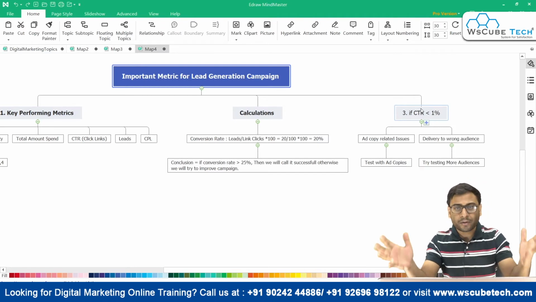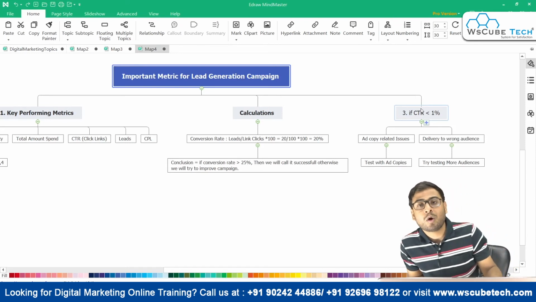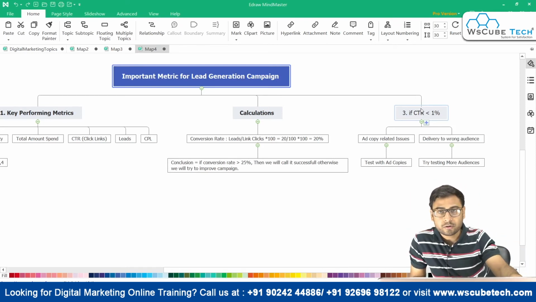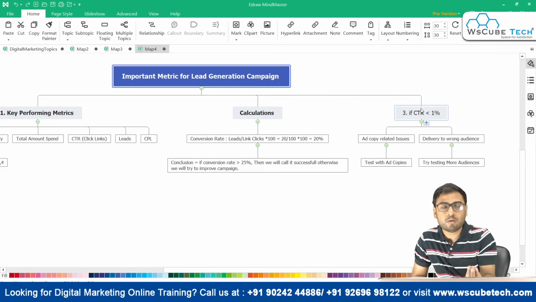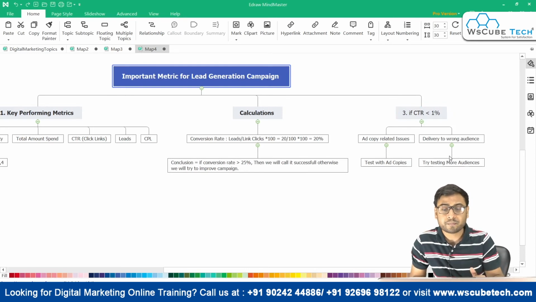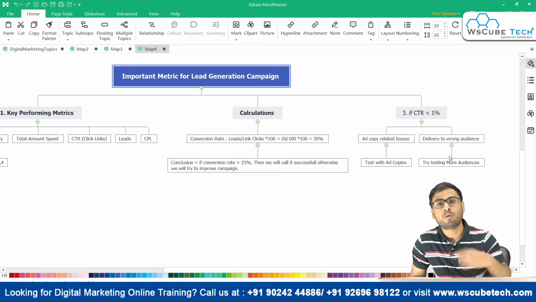So we have to identify the reasons why our CTR is not good, and then make some conclusions about what we should actually do to increase it. This is how we analyze things around our metrics. Again, it's a very important topic, as I just told you. Another reason for low CTR can be that you are delivering to the wrong audience.